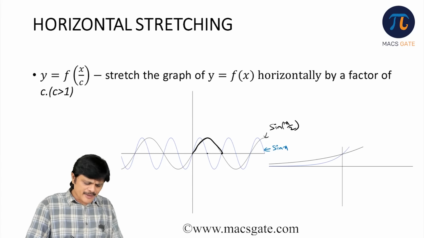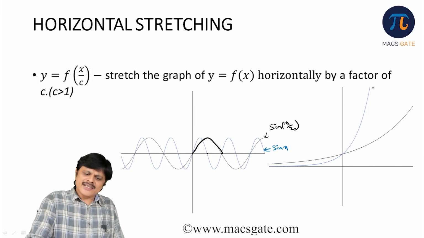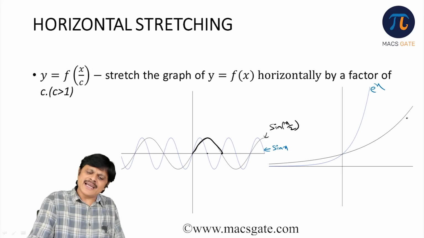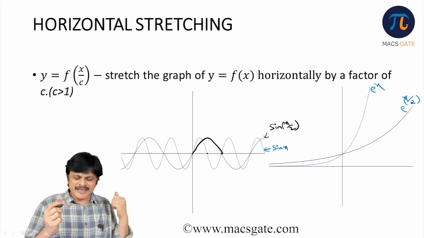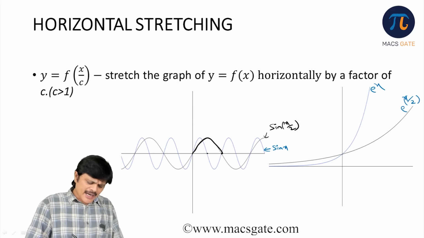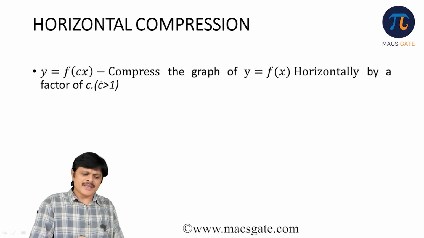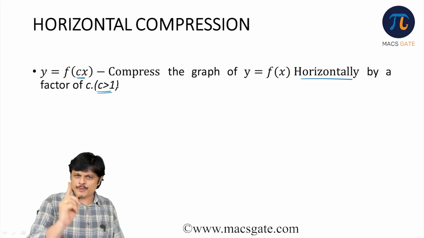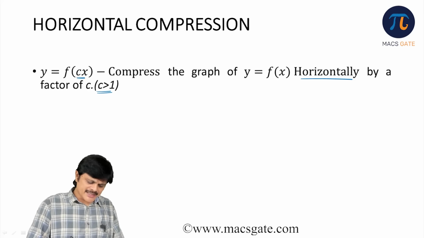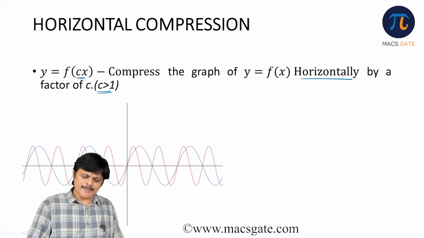Same thing we can also see for e power x, sir. Same story for e power x. See, this is original e power x and this is e power x by 2. Stretched by a factor of 2. Okay, and now we can see the compression. When you multiply argument with c, compression will happen. Horizontal compression. Of course, c should be greater than 1. So let us understand this with an example.